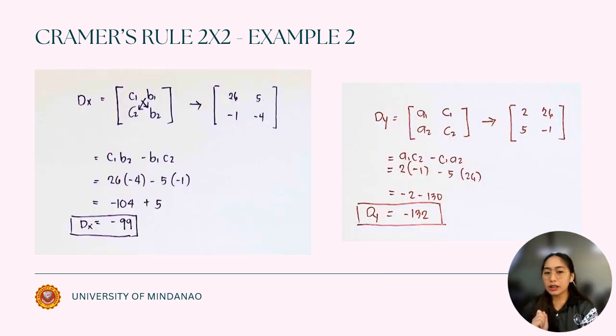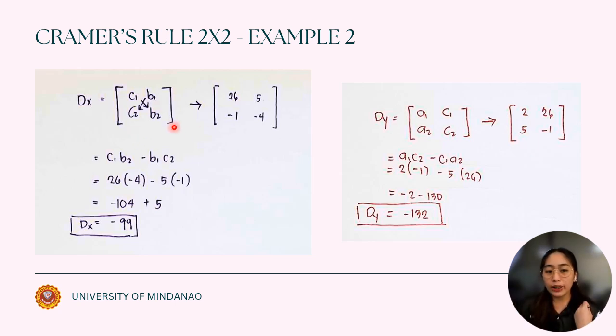To find the d sub x again, we will need the c sub 1, c sub 2, b sub 1, and b sub 2, or our constant matrix as well as the y variable in the equations provided. So the c variables are 6 and negative 1, and our b variables, or the y part, are 5 and negative 4. Again, we will just cross multiply that.